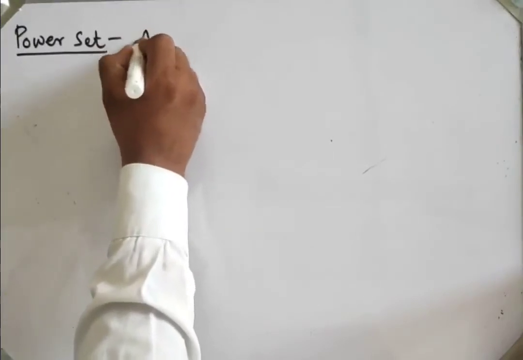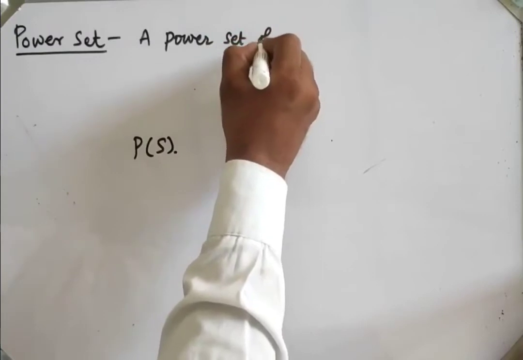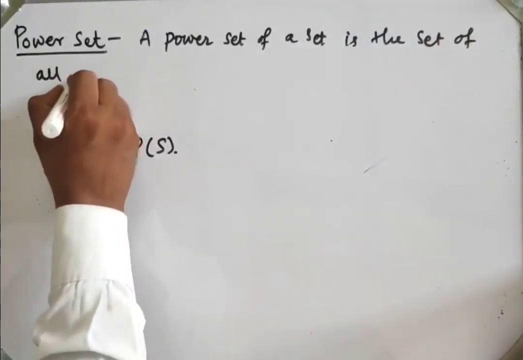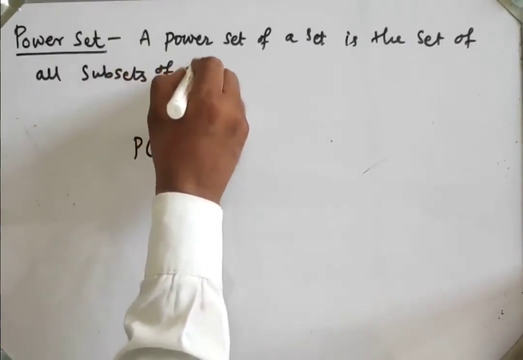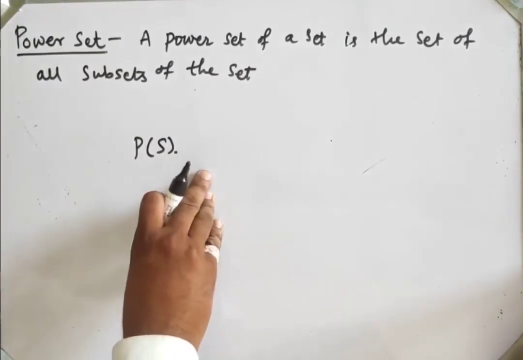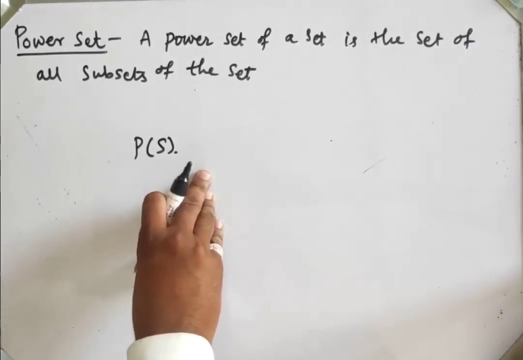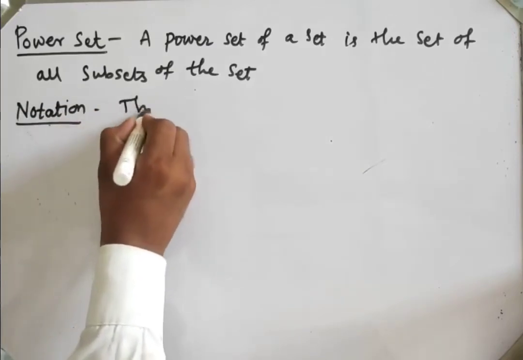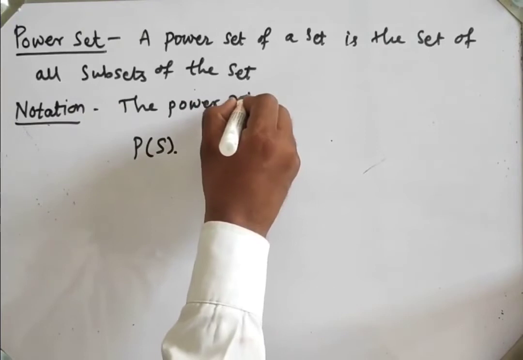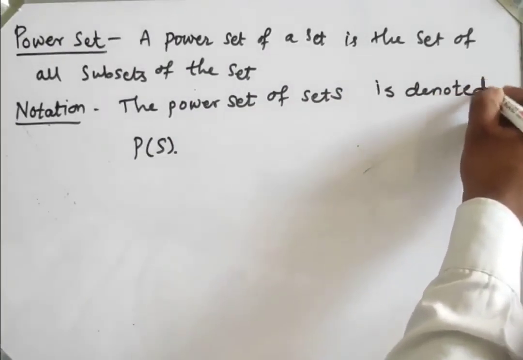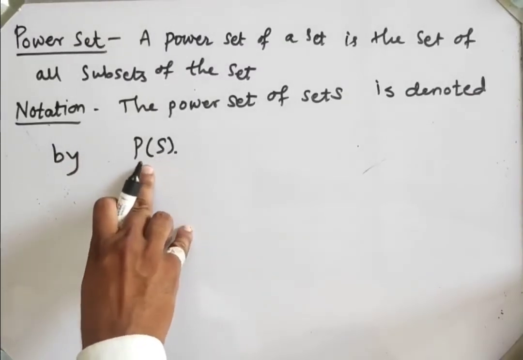So what is the definition? A power set of a set is the set of all subsets of the set, called the power set of S, and it is denoted by the notation P of S. In other words, if S is any set, then the power set of S is the set of all the subsets of S. The notation is: the power set of set S is denoted by P of S.